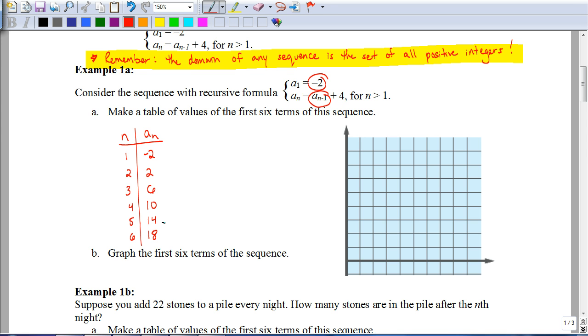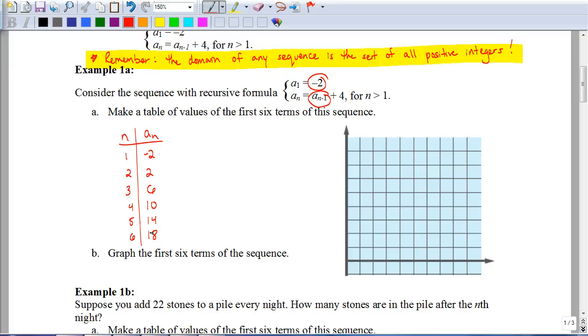Now when we go to graph these by hand, it's really important to try to think about our scales. We're going to have our x-axis, and it's okay to count by ones. But the y-axis, we have to go all the way from -2 all the way up to +18. So it's a pretty broad range there.